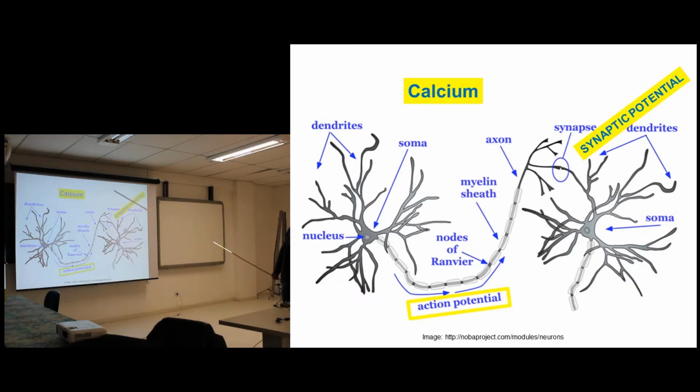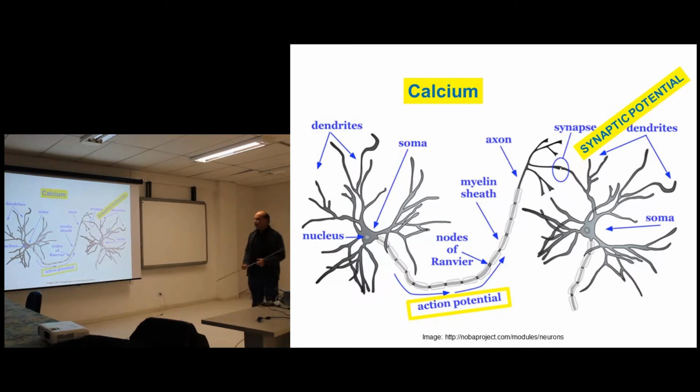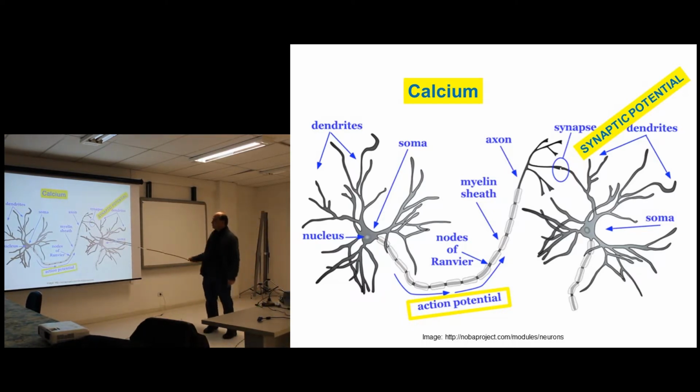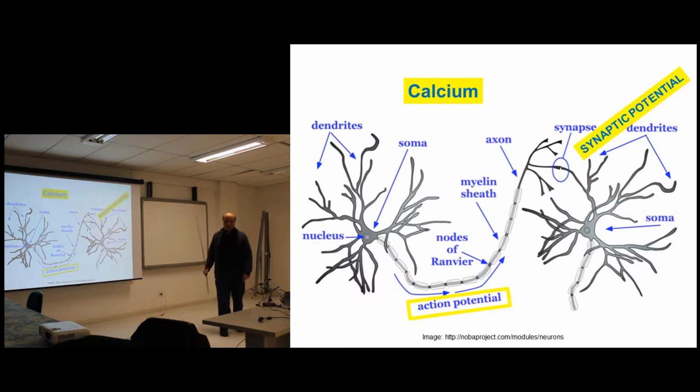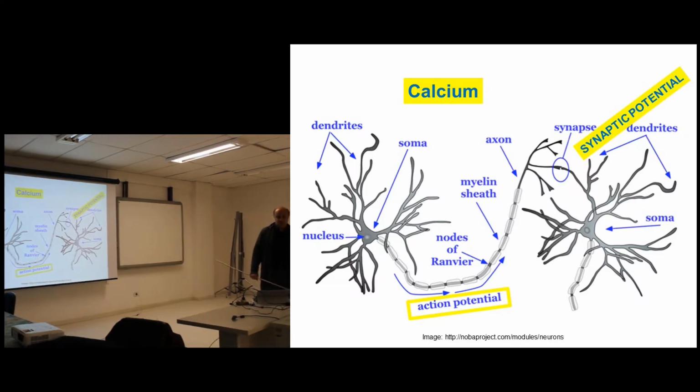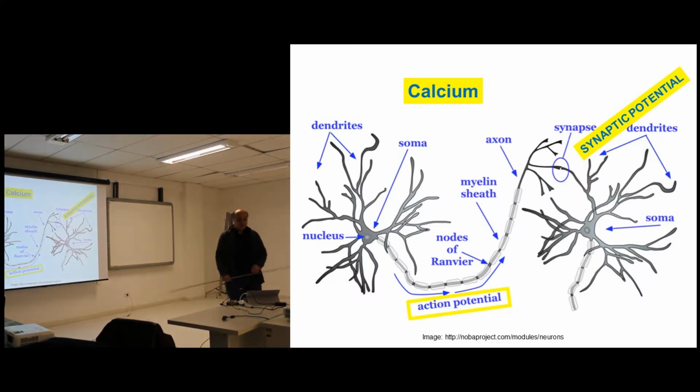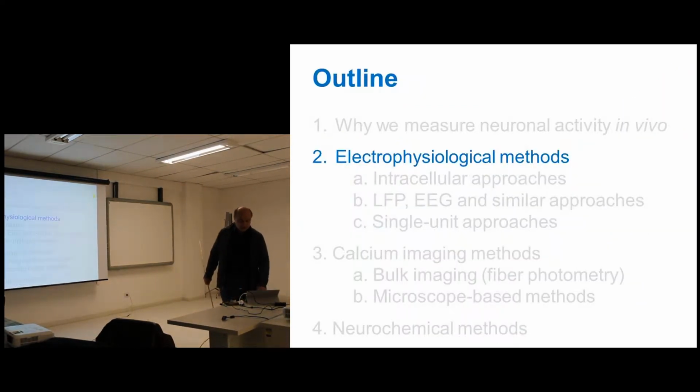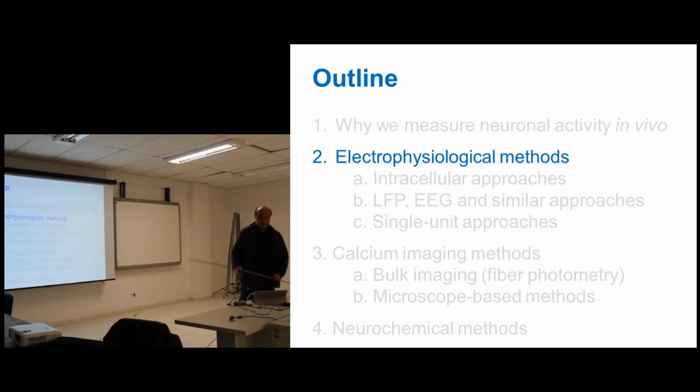And finally, there's the issue of calcium. Depolarization of the neuron causes influx of calcium both in the dendrites and in the cell body, and also in the presynaptic terminal. So all this calcium can be measured using modern techniques for calcium imaging, which we'll talk about in the second part of the talk. But first, I'm going to talk about electrophysiological methods.